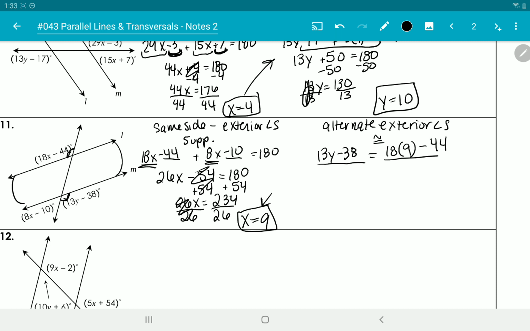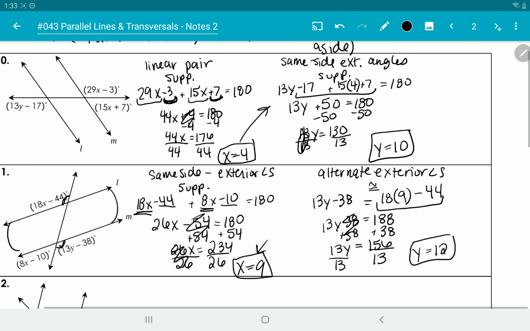Okay, so now we can just figure out what that is. We have 13y minus 38 still equals 18 times 9 minus 44. It's going to be 118. We'll add that 38 to both sides. Okay, and that is going to give us 13y still on that side. Those cancel. 156. And then if we divide by 13, we're going to get that y is equal to 12.